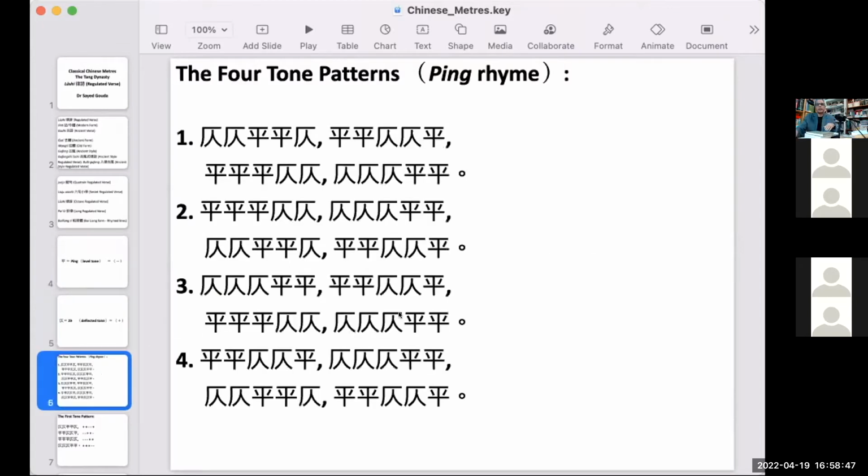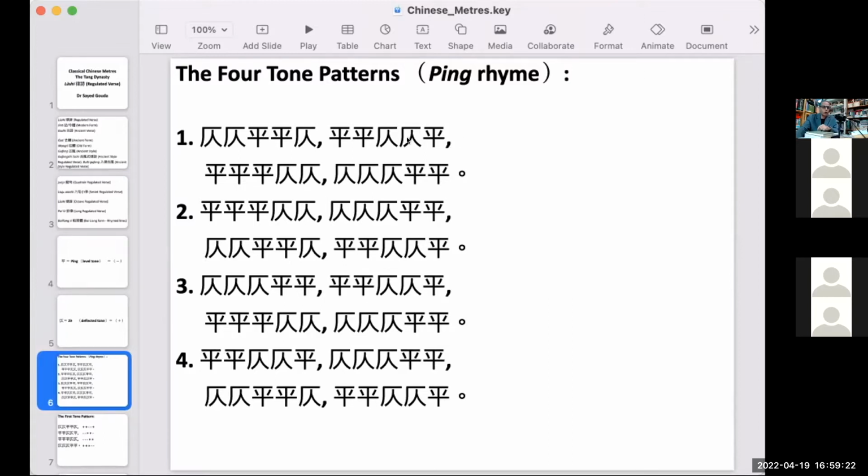There are some patterns according to these four tones. Remember that these four tones were not used in poetry before the Tang Dynasty. Only beginning from the Tang Dynasty, these four tones got more important, and the rhythm of poetry was based on the regulation and the variations of these tones of ping and ze. So these are four formats, four patterns for the ping rhyme.